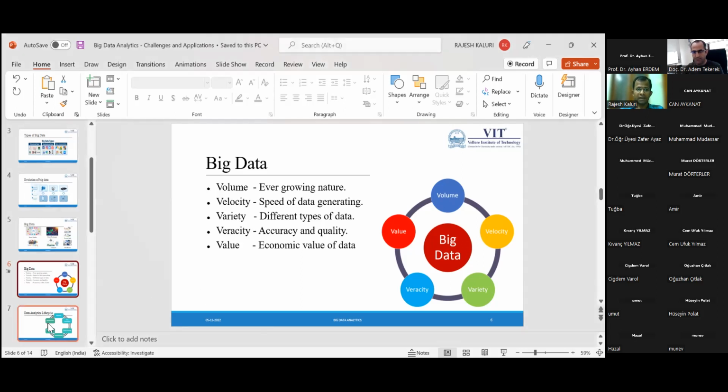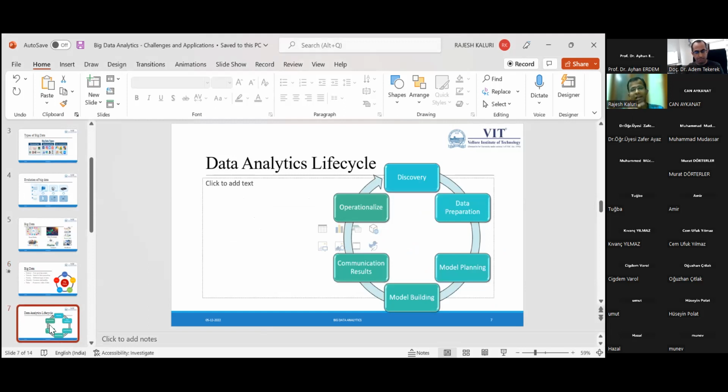Okay. Yeah. Thank you. So coming to the next one, which is the data analytics lifecycle. It starts with discovery. You might know the software engineering lifecycle; similar to that, we also have a data analytics lifecycle. It starts with discovery, followed by data preparation, and then model planning, model building, communications, and operationalize.